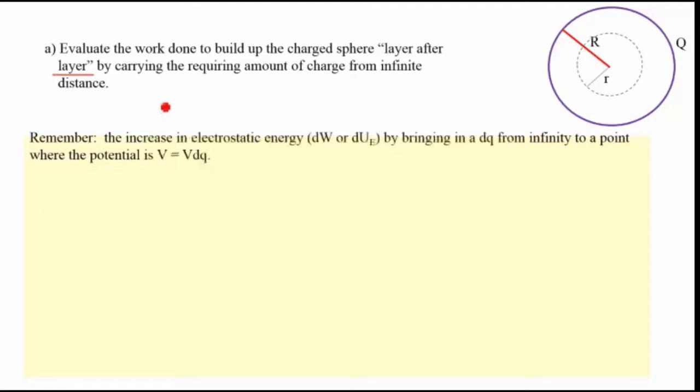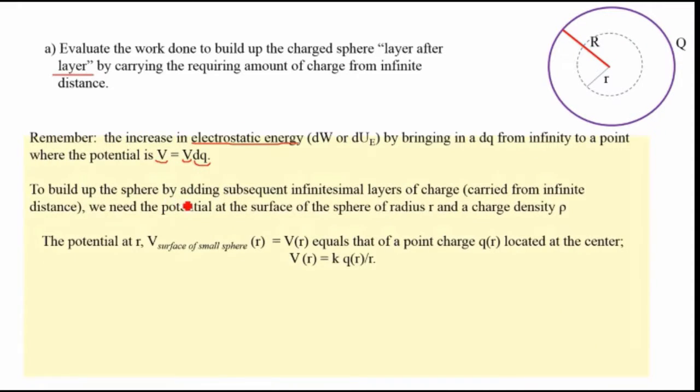I want to remind you that the increase in electrostatic energy by bringing in a dq from infinity to a point where the potential is V, is equal to that potential times the charge that you brought in. We derived this for point charges and for blocks of charge density ρ. So to build up the sphere by these infinitesimal layers, which we're going to carry from infinity, we need the potential at the surface of the sphere of radius little r, containing a sphere of charge density ρ.